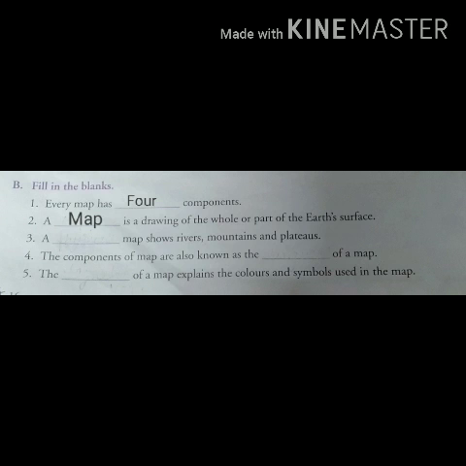Now third, a dash map shows river, mountain and plateau. Answer is physical. A physical map shows rivers, mountains and plateaus. Now fourth, the components of a map are also known as the dash of a map. Answer is language. The components of a map are also known as the language of a map.